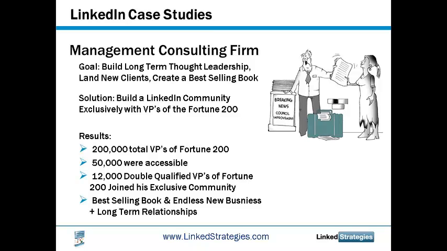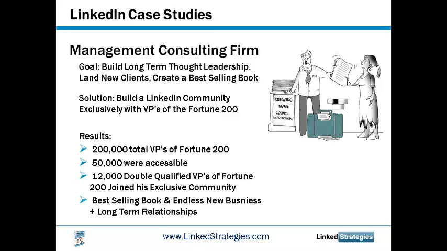This individual did. So the solution was to build a LinkedIn community exclusively with vice presidents of Fortune 200 companies for two reasons. One, the thought leadership would be in play with his exact target market. And two, these VPs at Fortune 200 companies could all hire him, every single one of them, because his target market was any Fortune 200 company that had a complex consumer-facing program in this particular case.